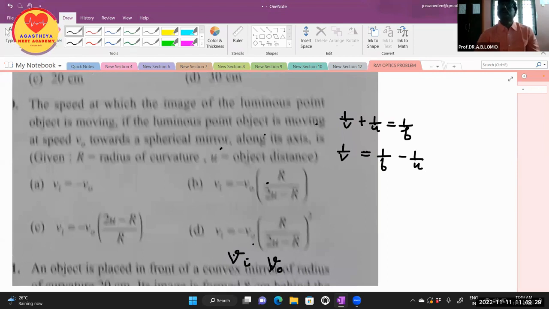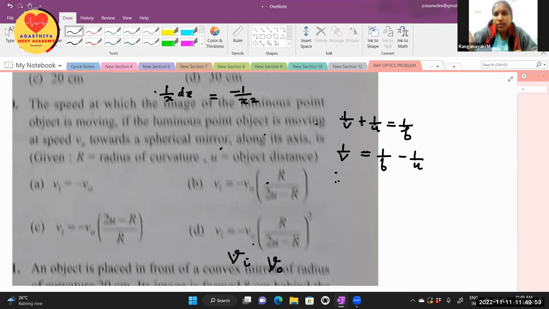Differentiate this with respect to t. Can someone tell me? See, if we differentiate 1 by x, what will we get? Minus 1 divided by x squared.